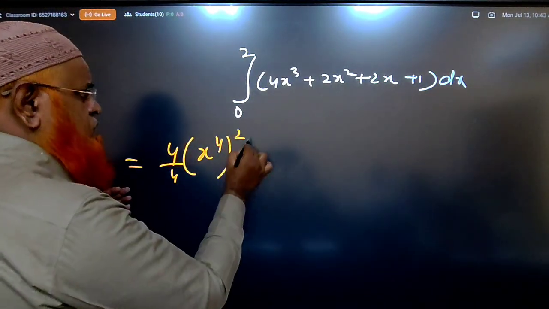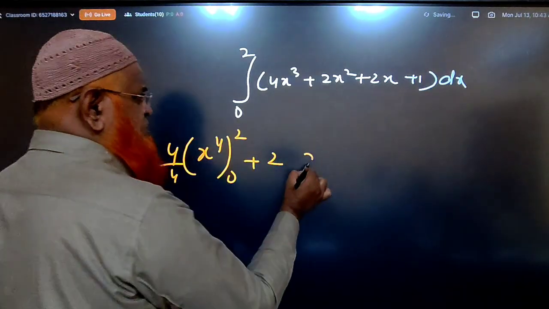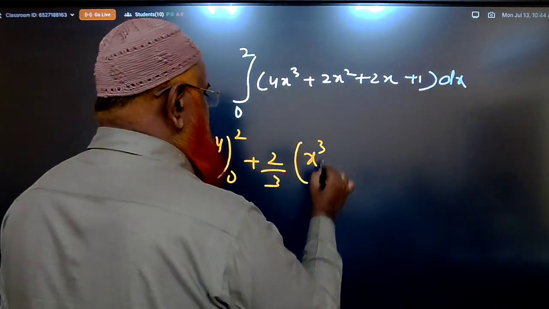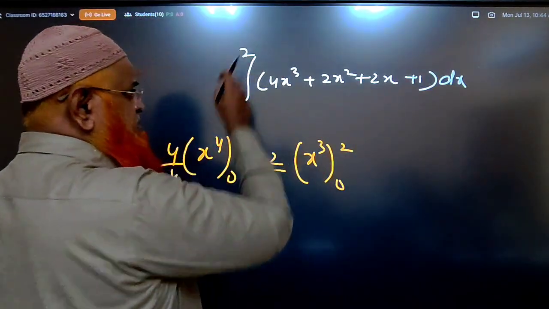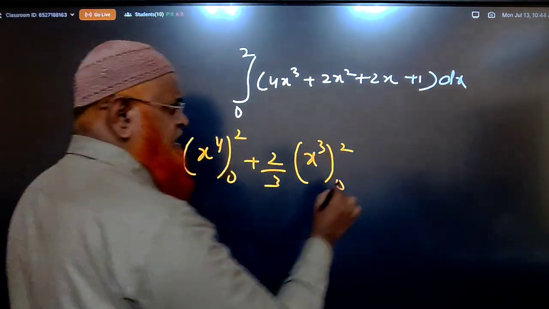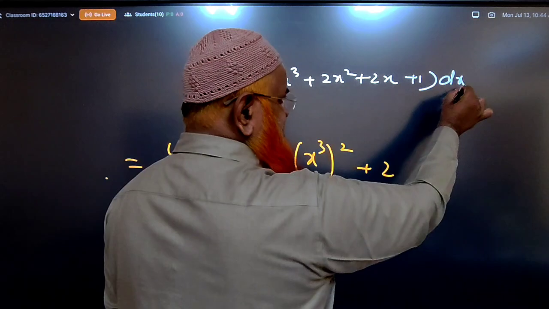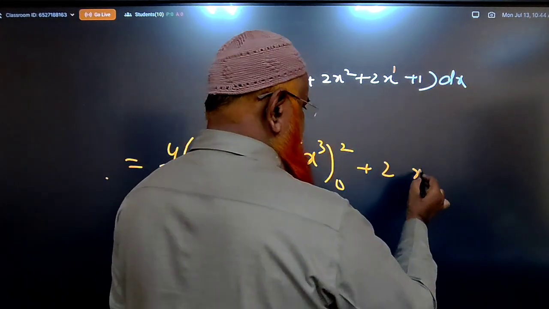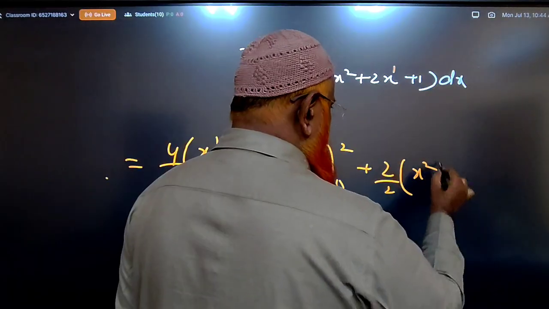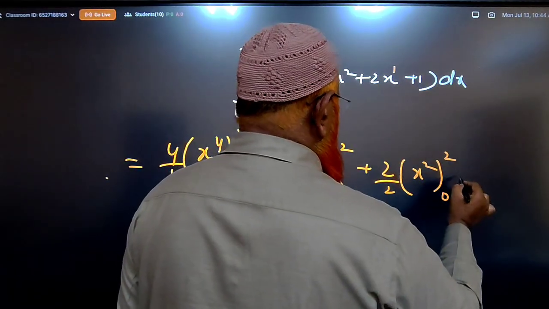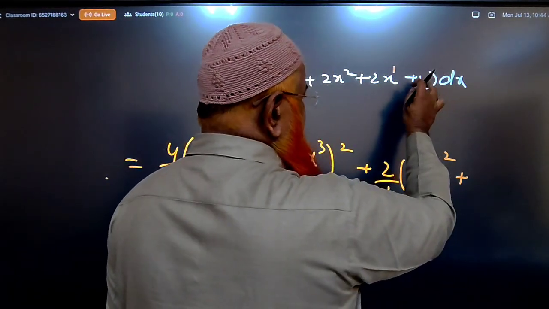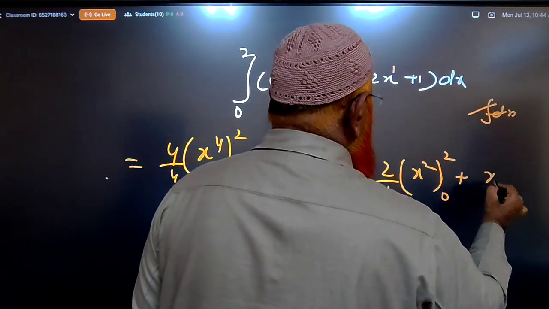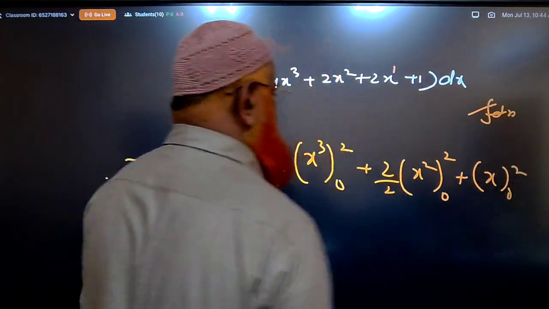What are the limits? 0 to 2, plus 2 x cube by 3. Limits are from 0 to 2. You have to apply the limits. These are called definite integrals. Plus 2 into x into dx, x power 1 becomes x power 1 plus 1 by 1 plus 1, which means x power 2 by 2, and the limits are from 0 to 2. And here integration of 1 into dx is dx, integration and differentiation cancel, x is left and limits are from 0 to 2.